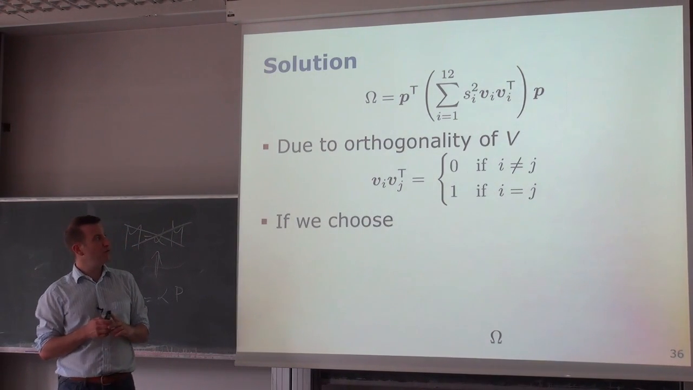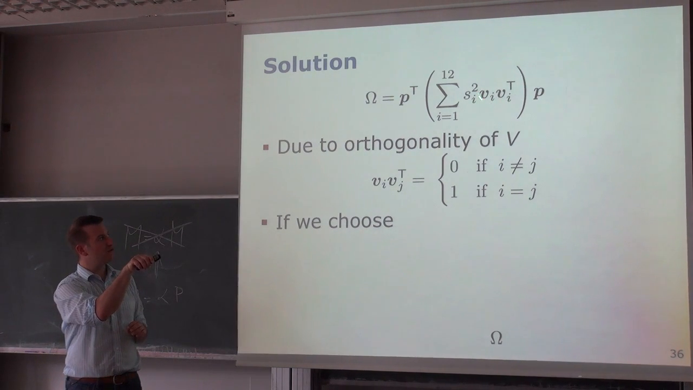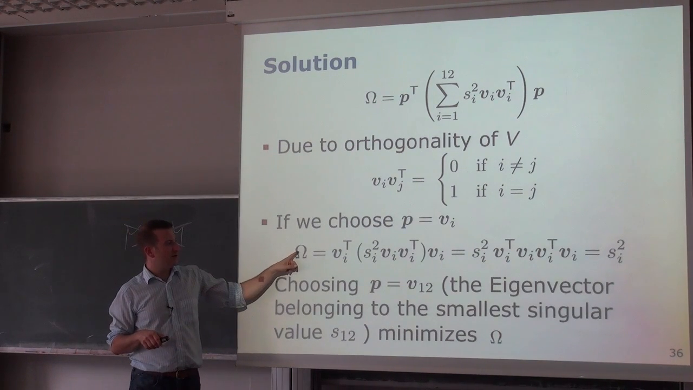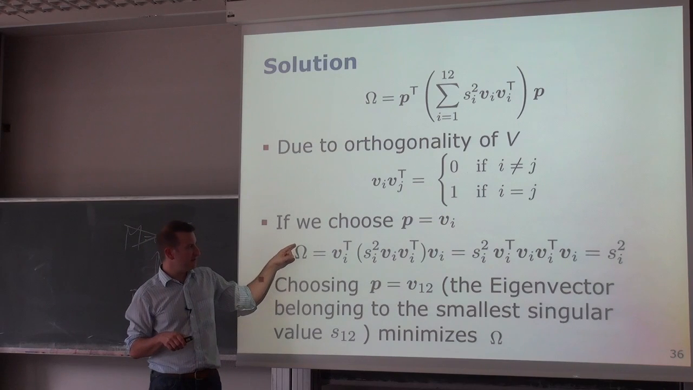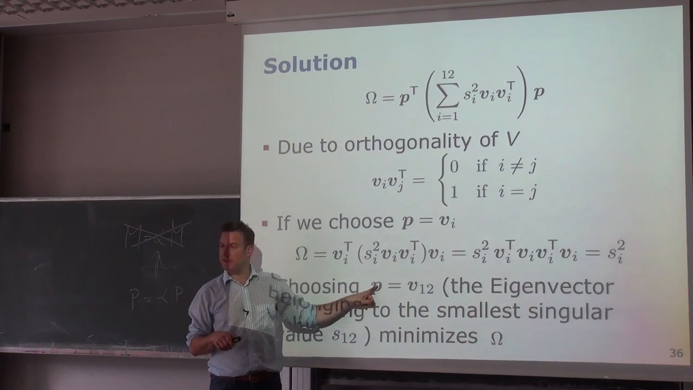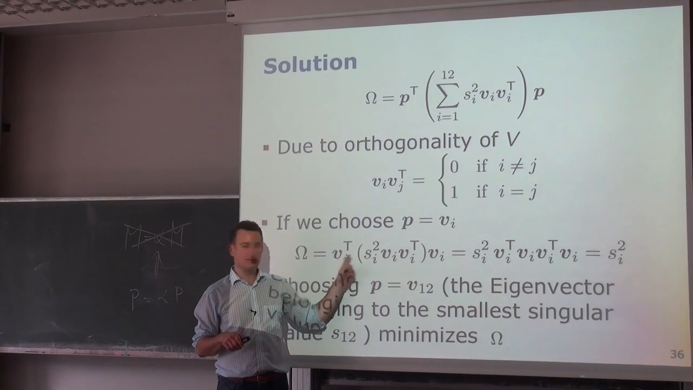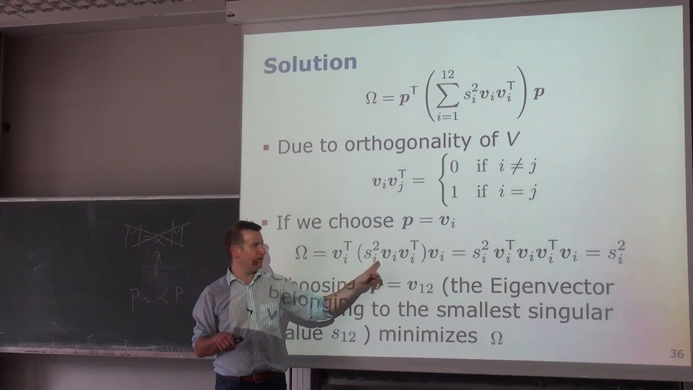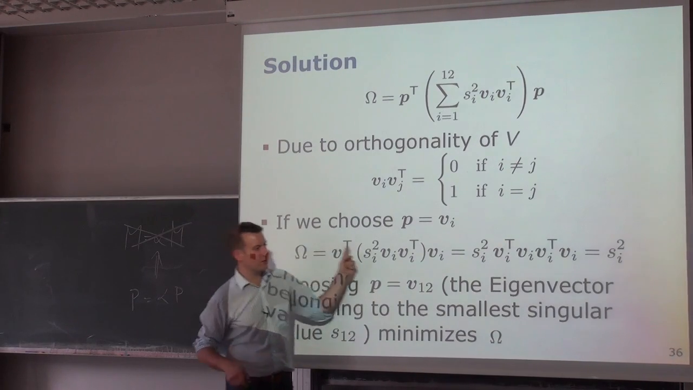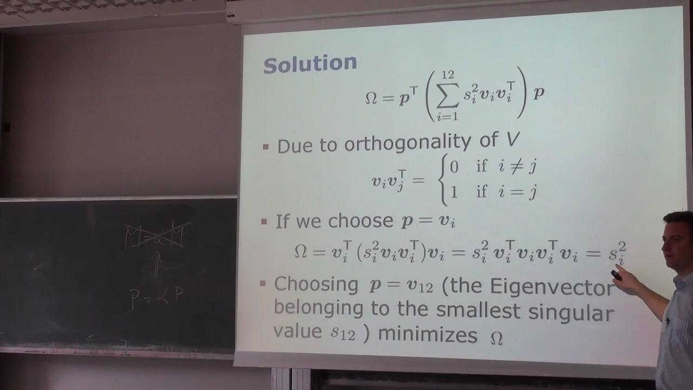So if we now choose P, as we are going over the main diagonal, this is 1 all the time. So the remaining part is, if we set our vector P to the 12th element, then all will be 0 except the last one. And so the squared error turns into the corresponding singular value squared.